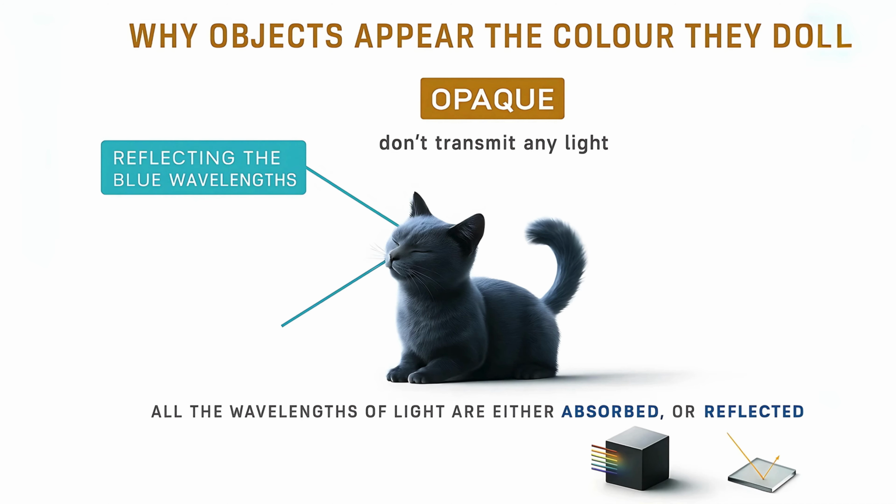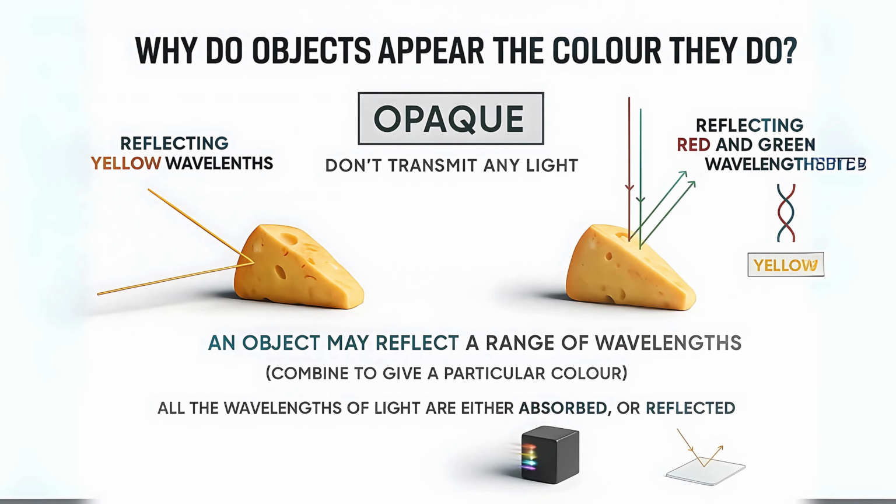Sometimes, objects reflect not just one specific wavelength, but a combination of several. These combined wavelengths interact to create what we perceive as a particular color. Take a piece of cheese, for example. It might look yellow because it reflects yellow wavelengths specifically, or it might reflect a mix of red and green wavelengths, which combine to create the appearance of yellow.